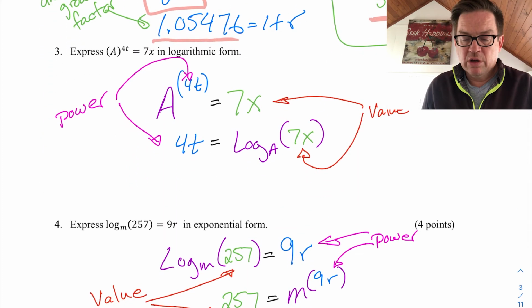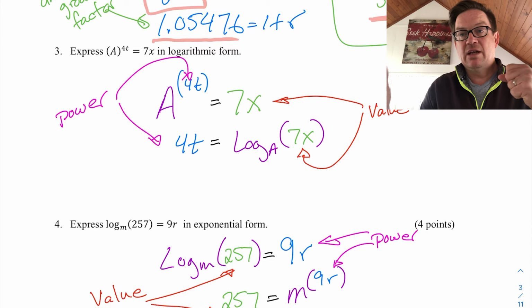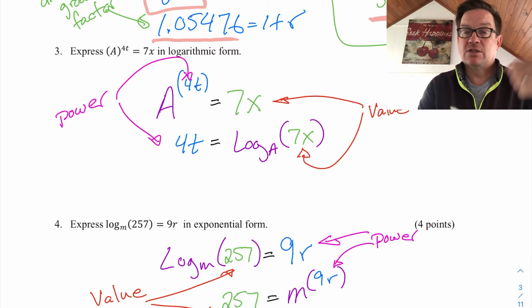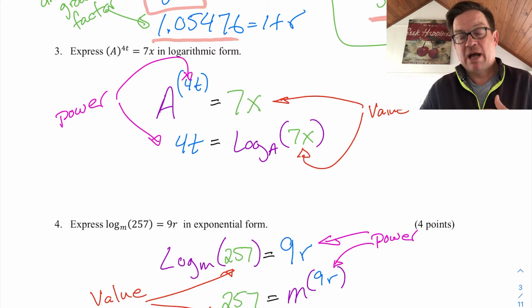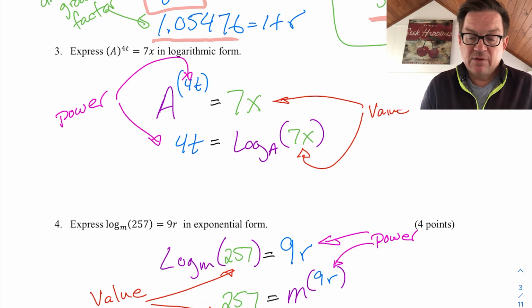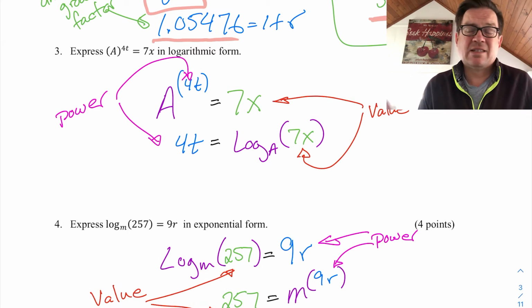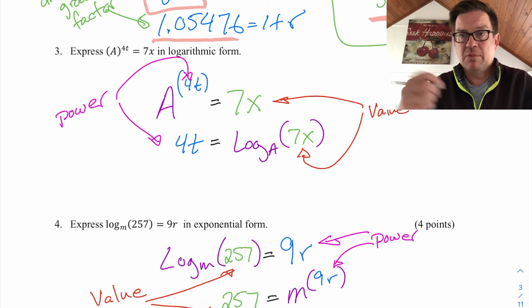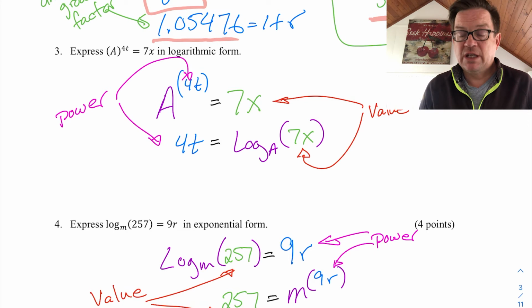Problem 3 and 4 are just playing with the exponential and logarithmic form. And what I want you to remember is those are kind of relating the power of a base. So a base to a power is equal to some value. So in this case, in part 3, the base is a, which I've done in purple, and the power is 4t, whatever that means. It's just a made-up example, kind of manipulating these variables. But the power is 4t, and the value is 7x.